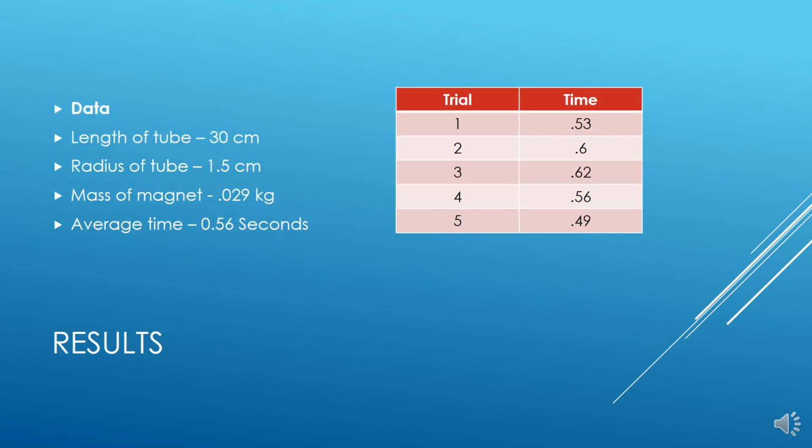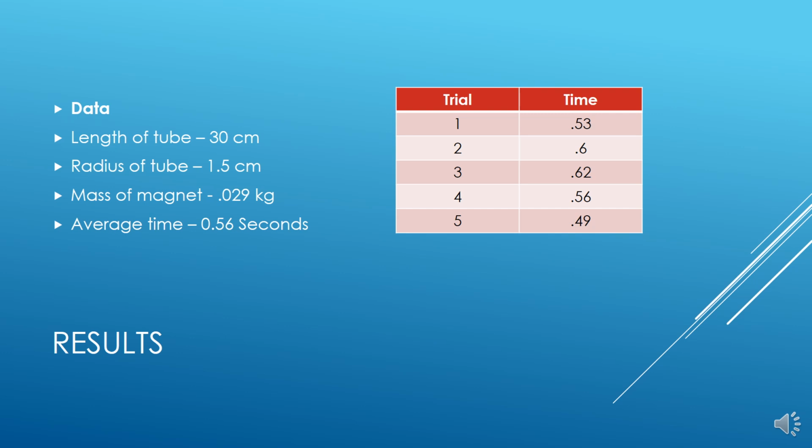The data of this experiment is shown here. The first trial took 0.53 seconds for the magnet to fall. The second trial took 0.6 seconds. The third trial took 0.62 seconds. The fourth trial took 0.56 seconds. And the fifth trial took 0.49 seconds. This created an average time of approximately 0.56 seconds.